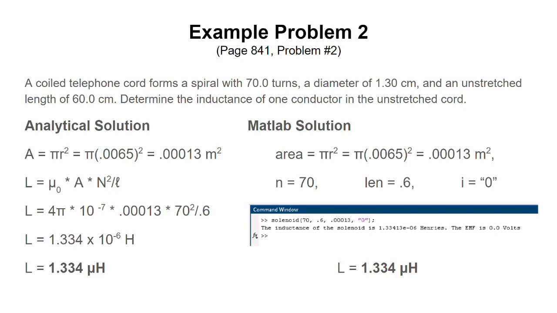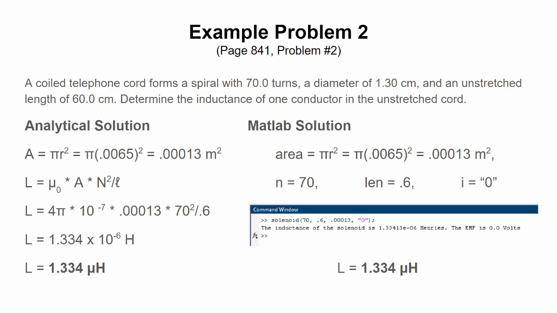Let's look at two more problems to show how useful this function can be. In this problem, we are asked to find the inductance of a coiled telephone cord if the wire has 70 turns, a diameter of 1.3 centimeters, and a length of 60 centimeters. Analytically, we can find the area by multiplying pi times the radius squared. This gives us the cross-sectional area of 0.00013 meters squared. We can then find the inductance by multiplying the magnetic constant by that area by the number of turns squared over the length. After calculating this, we arrive at an inductance of 1.334 microhenries.